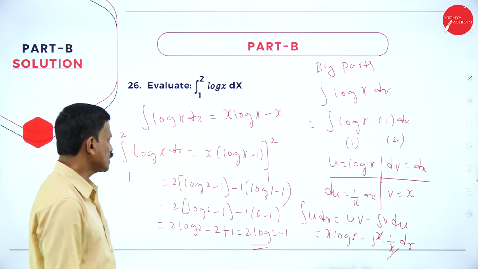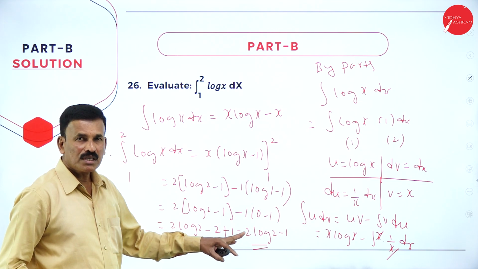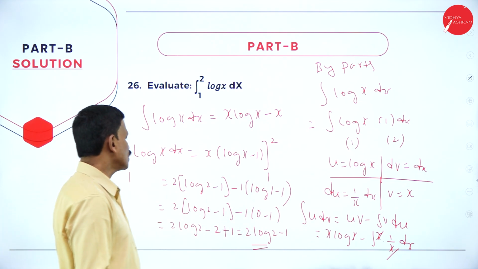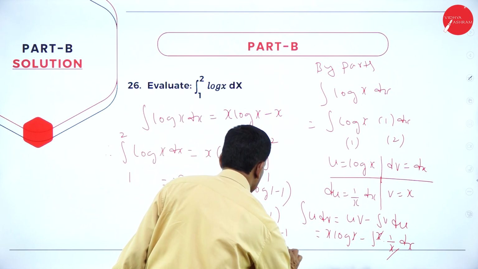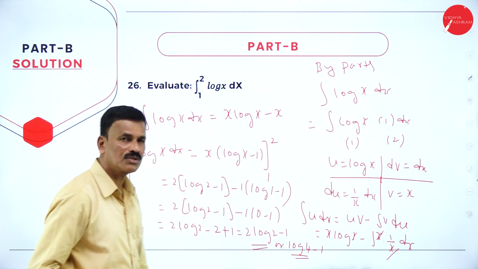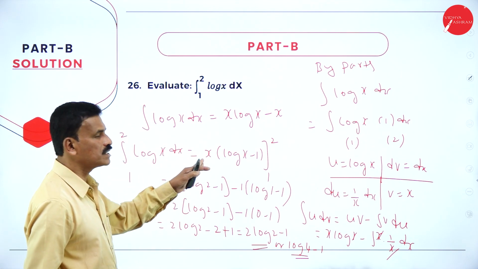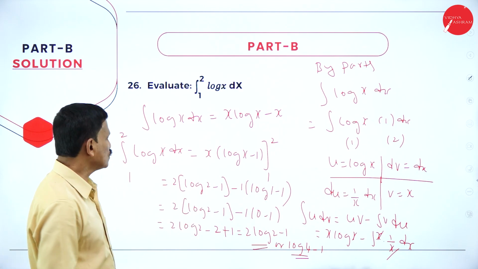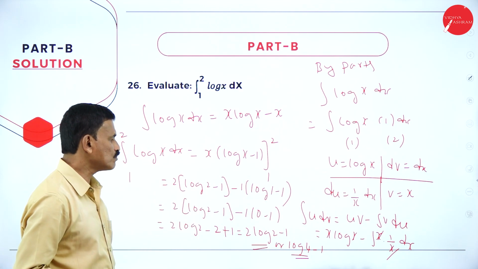Whenever the logarithmic formula is applied, 2 log 2 can also be written as log of 2 square, that is log 4, so you can also write the answer as logarithm of 4 minus 1. That's it. Straight away you can apply the limits without taking the common factor also. So the integrated answer is log 4 minus 1.